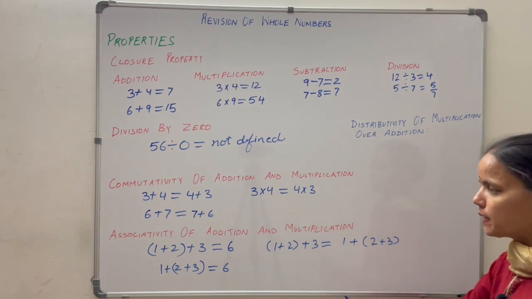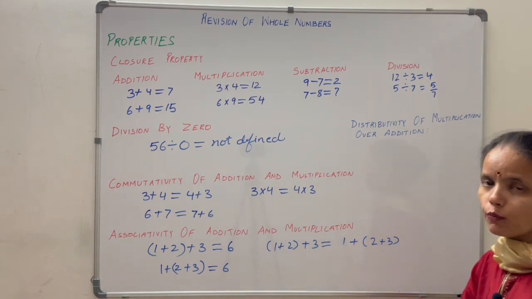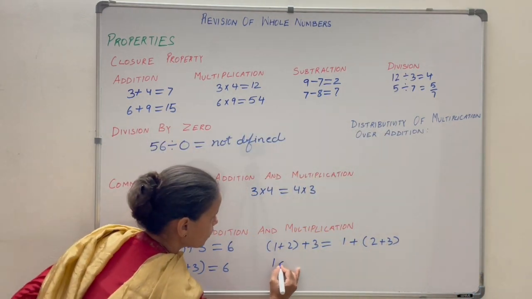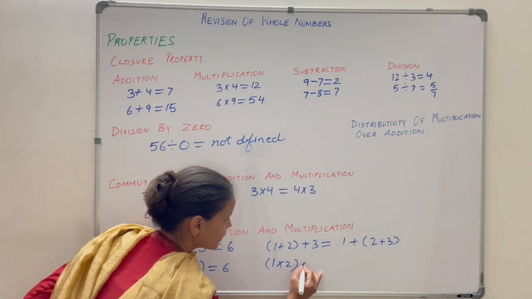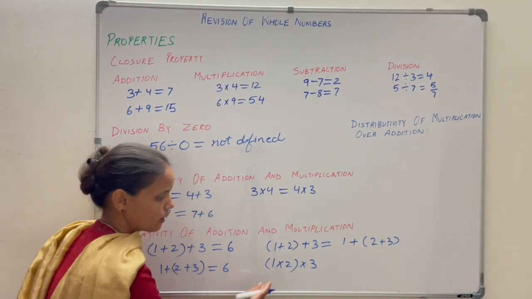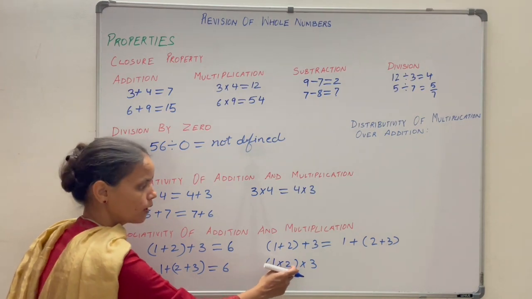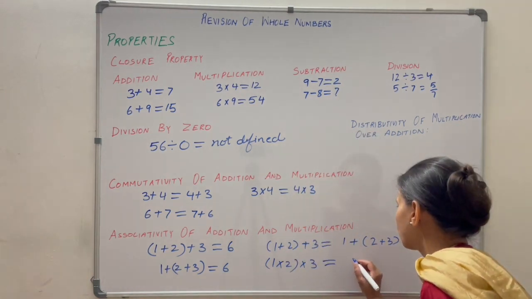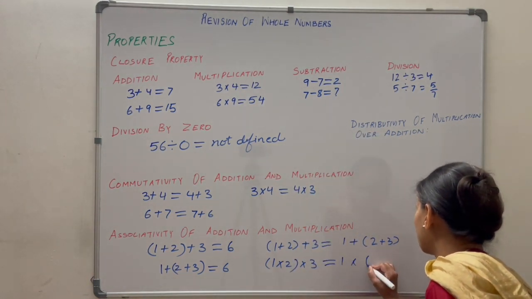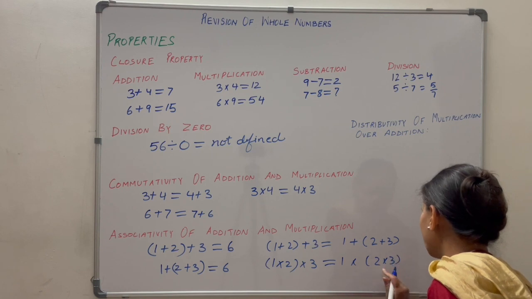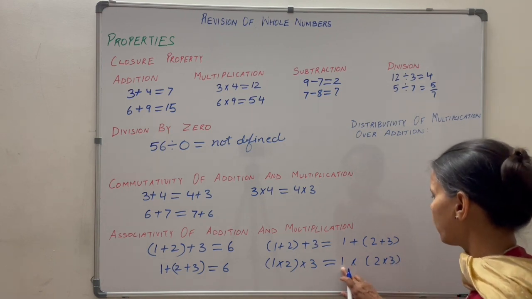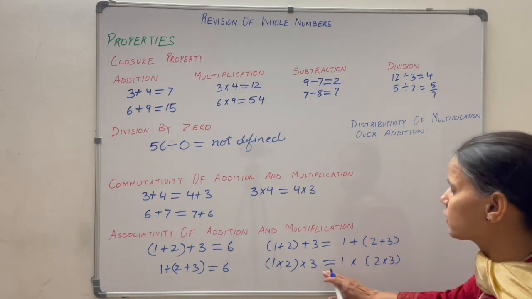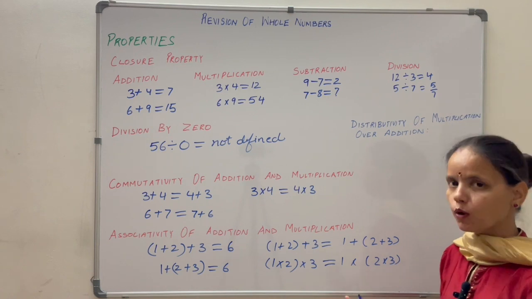Now let us see multiplication. Instead of plus sign, now we are going to put multiplication sign. So we can multiply 1 into 2 first and then we can multiply the result with 3. So 1 into 2 is 2, into 3 is 6. In the second case, we can multiply first 2 into 3. What do you get? 6. The result you multiply to 1, you get 6. So both sides you get 6. So this is called associativity of multiplication for whole numbers.